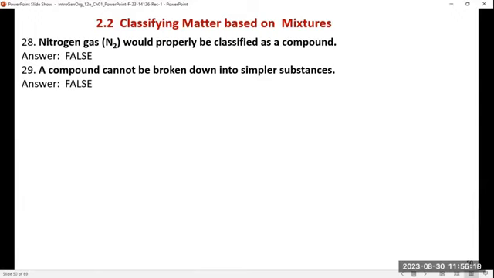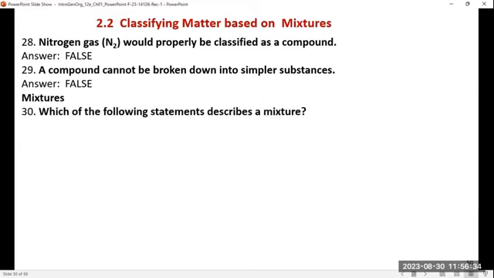Compounds cannot be broken into simpler substances. That's not true. A compound has two elements. It can be chemically separated into two simpler elements. So therefore, it's a false statement.